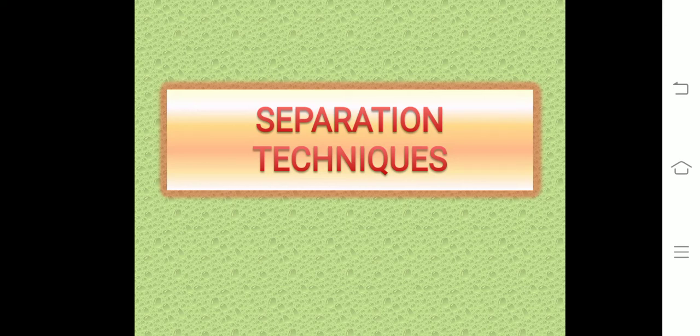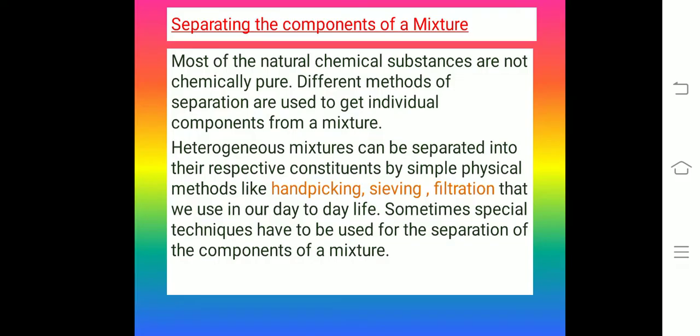In today's video, we are going to discuss various separation techniques which are used for separating the components of a mixture. We have learned that most of the natural substances are not chemically pure. Different methods of separation are used to get individual components from a mixture. Separation makes it possible to study and use the individual components of a mixture.